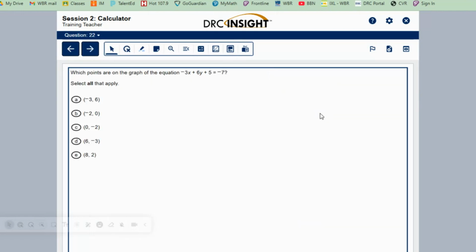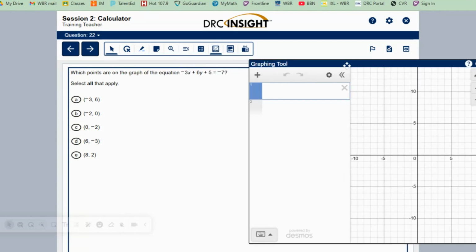Number 22. We're going to go to Desmos for this one. It says which of these points are on the graph. So let's open Desmos and type in the equation. But it was negative 2. It was negative 2. Thank you. Negative 3x plus 6y plus 5 equals negative 7 is the equation that's given here. What we're going to do is test each point. It says select all that apply, so I must test every point, and I'm just looking to see which ones fall on my graph. Negative 3, 6.